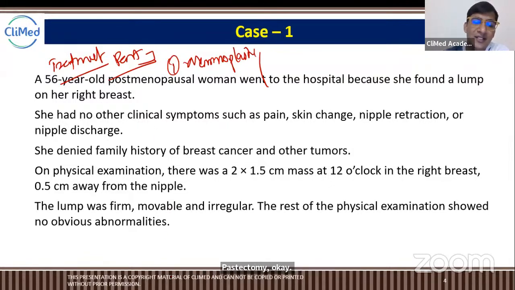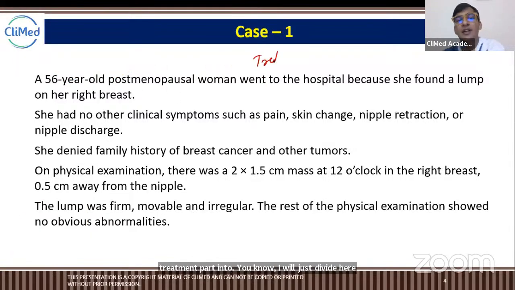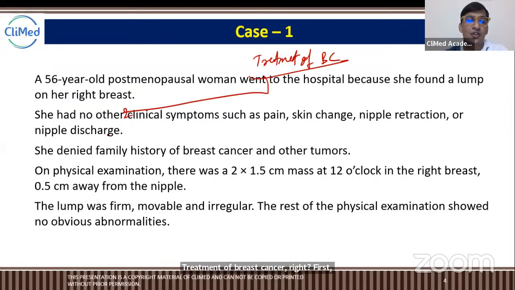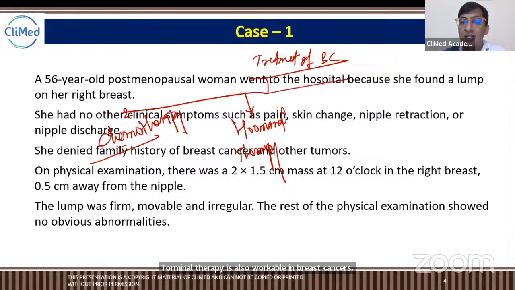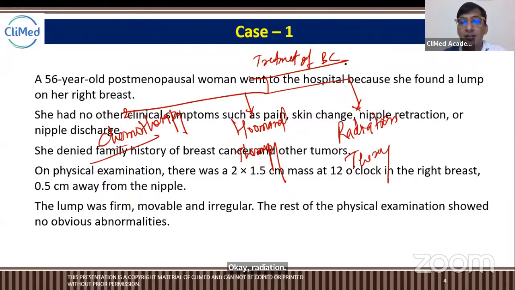So I will divide the treatment of breast cancer here. First, let's talk about chemotherapy. I'm not going into the drugs, this is just an overview. Second is hormonal therapy, which is also workable in breast cancers, and in multiple other cancers too. The third is radiation therapy. And the fourth is surgery.